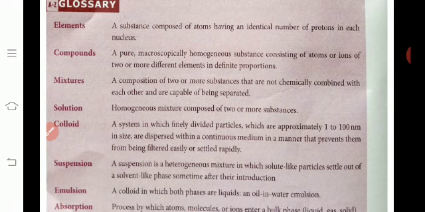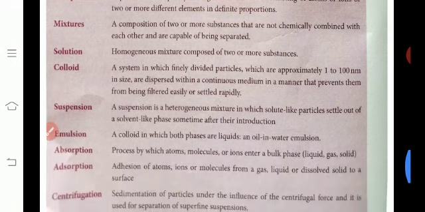Glossary. First, element: a simple substance, a single kind of atom, composed of atoms having an identical number of protons in each nucleus. Compound: two or more elements combined to give a compound. Mixture: two or more components mixed together to give a mixture. Then solution, homogeneous and heterogeneous, colloid, suspension, emulsion, absorption, adsorption, centrifugation. So this is the glossary.